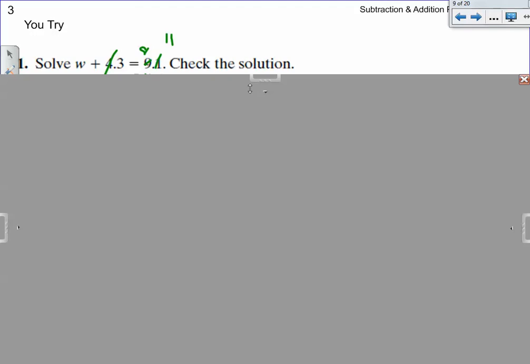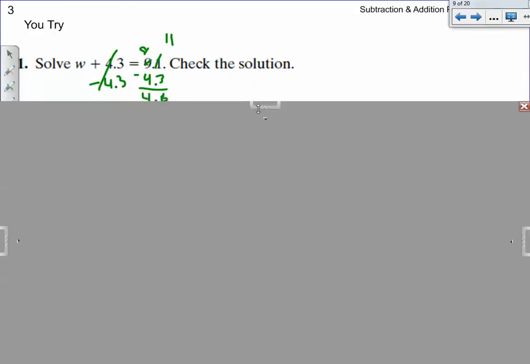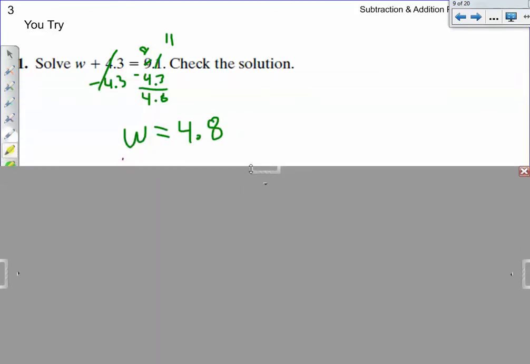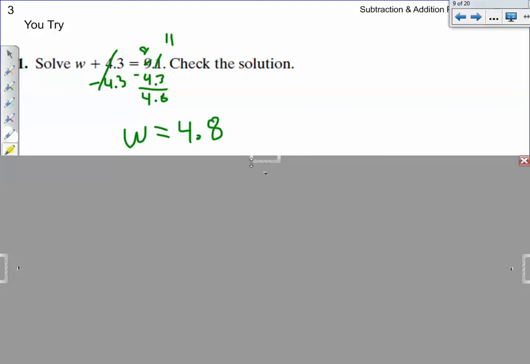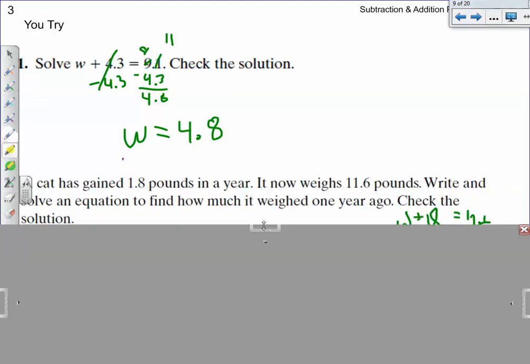Okay. I'm solving for w plus 4 3/10 is equal to 9 1/10. So my answer should be 4 8/10. Just because I have decimals doesn't change anything. It's the same process. So I have to subtract. If I'm adding, I need to get rid of 4.3. How do I cancel that out? I subtract. Whatever I do on the left-hand side must do on the right-hand side.